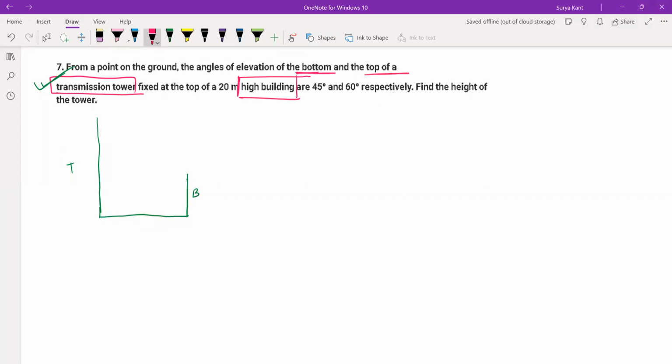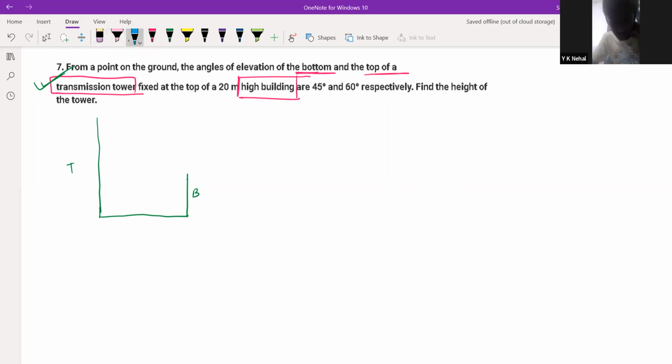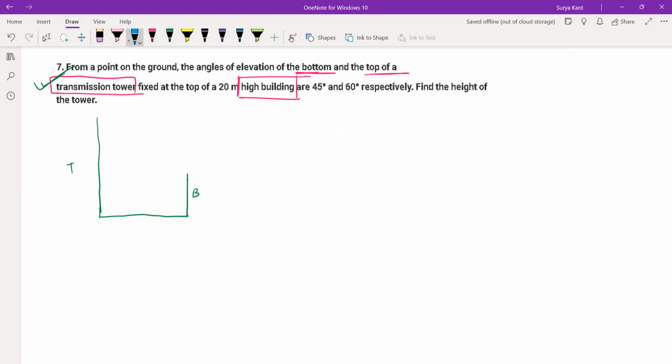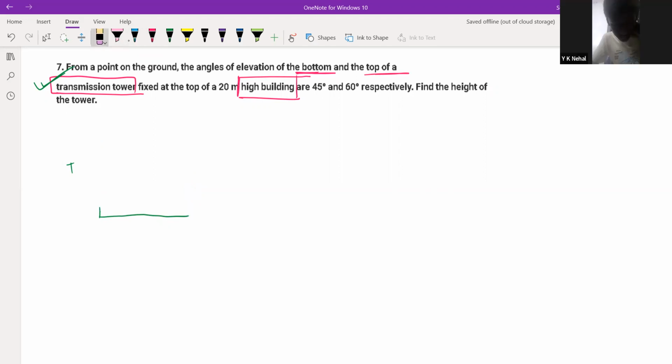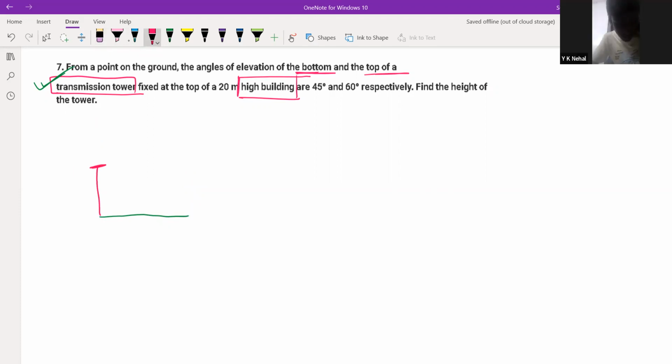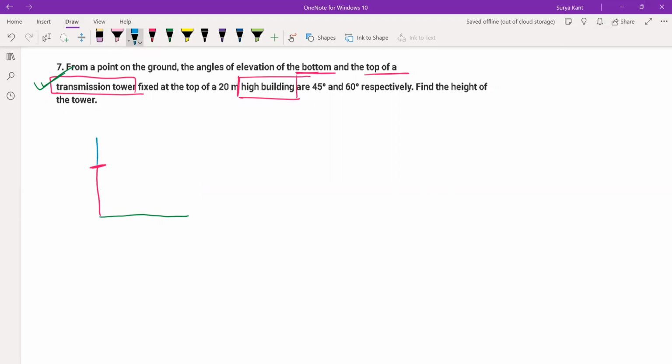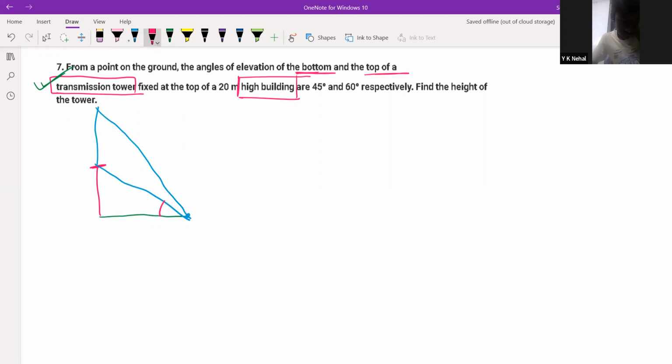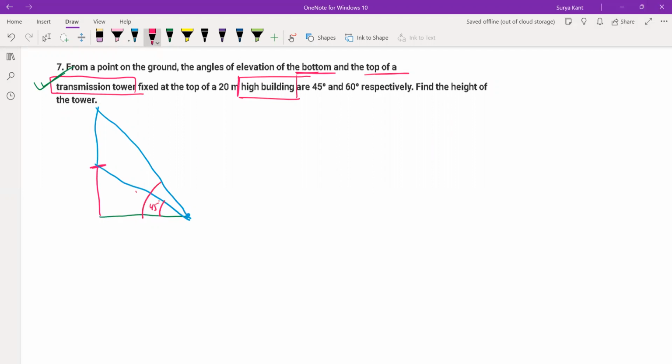Yes, sir. Transmission tower fixed at the top of the building. From a point on the ground, the angle of elevation of the bottom and top of the transmission tower fixed at the top of the building. Is the tower fixed on the building, right? Yes, on the building, correct. This is the building, this is the tower. From the ground, from here to the building, and from here to the tower also, we are having two separate angles. This one is 45 and this one is 60.